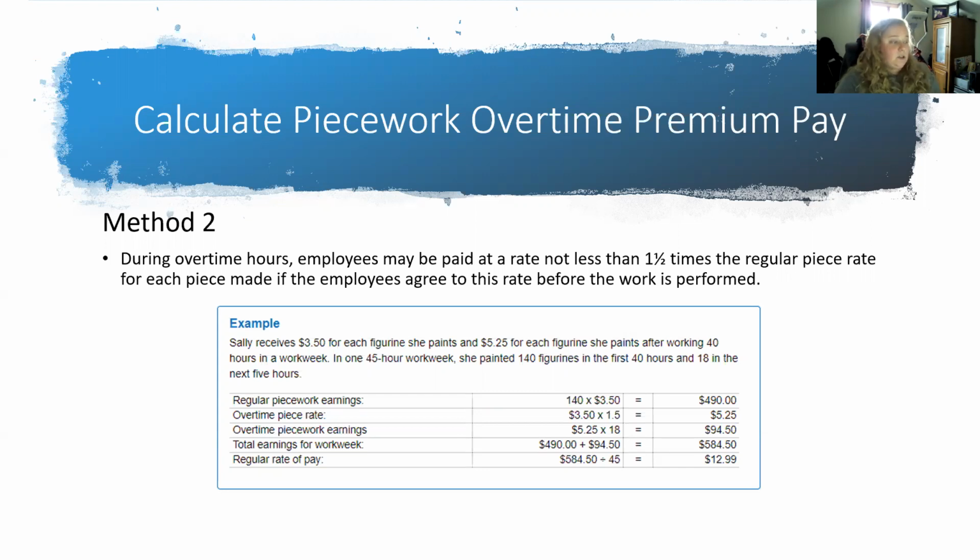So for the first 40 hours, her regular piecework earnings are 140 times 3.50, which gives us $490. Her overtime piece rate is 3.50 times 1.5, which is 5.25. So we do 5.25 times the 18 that she made in the hours that were worked over 40, which gives us $94.50. So $490 plus $94.50 is $584.50. And so her regular rate of pay comes out to $584.50 divided by 45, which comes out to $12.99.